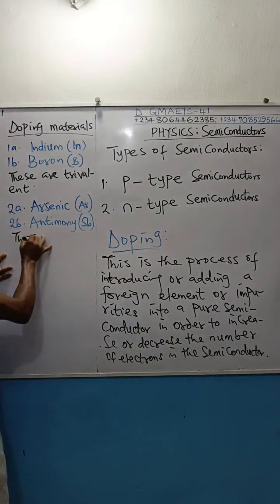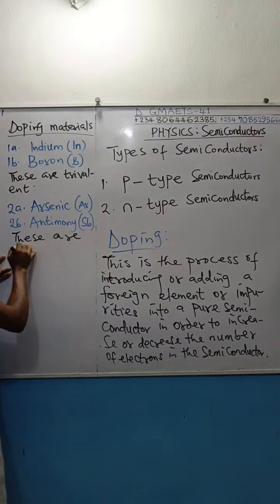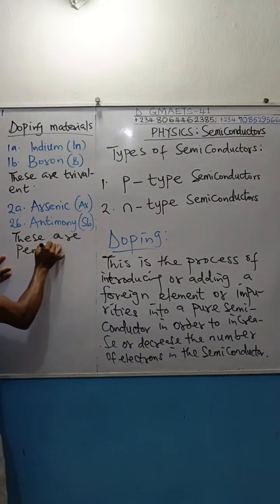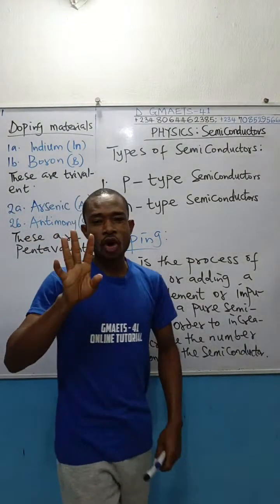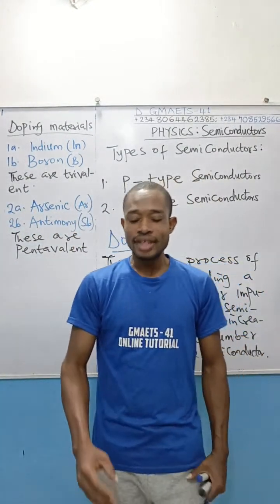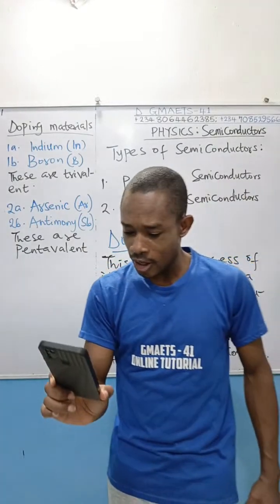These are generally pentavalent. These are pentavalent. So these 4 guys, you want to take note of them. They are doping material. All right.